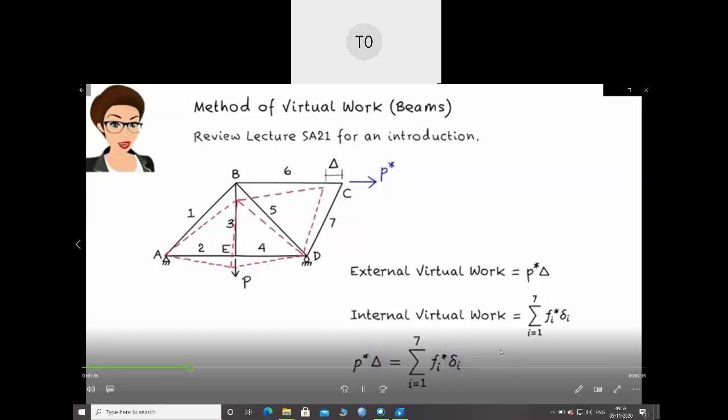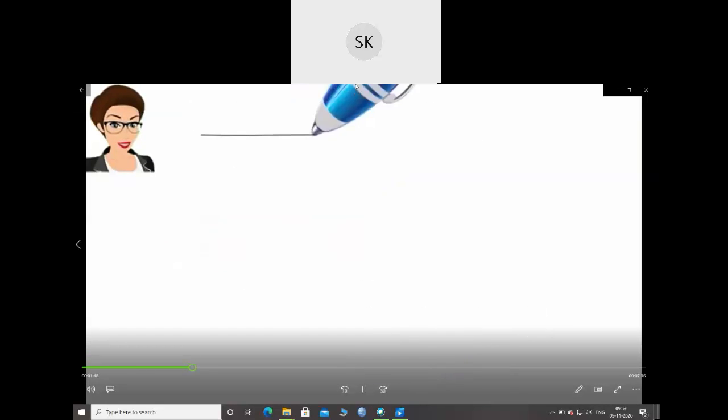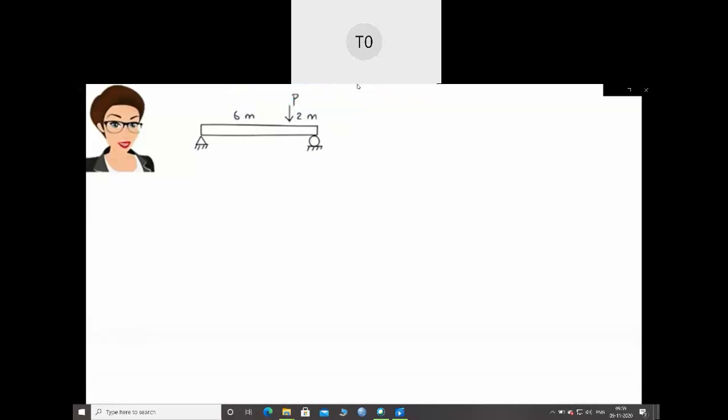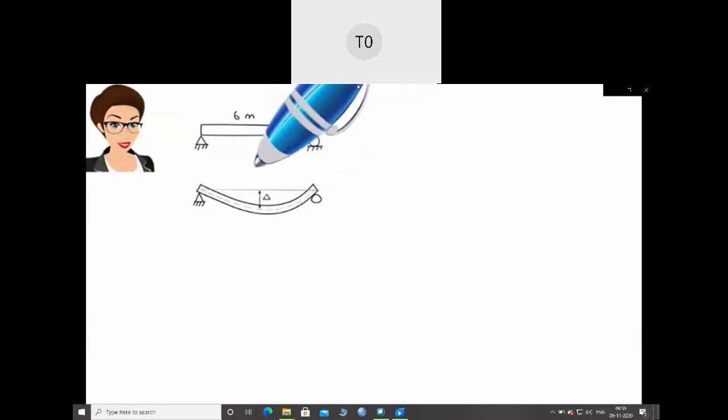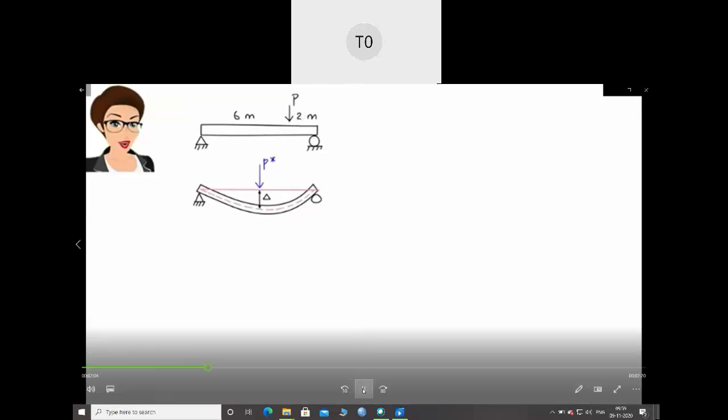Now let's turn our attention to beams. Say we have this simple beam. Here is how the beam is going to deflect under the load. Suppose we want to determine the vertical displacement at mid-span. To do so, we should place a virtual load at the midpoint of the beam, where deflection is denoted by delta.